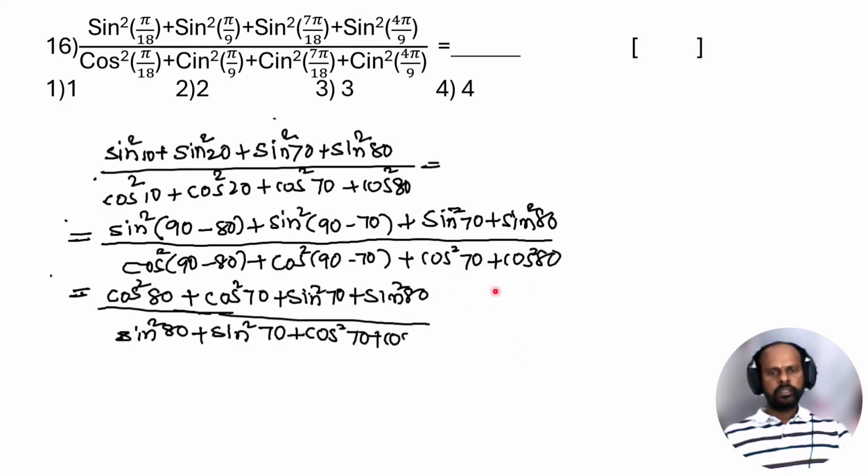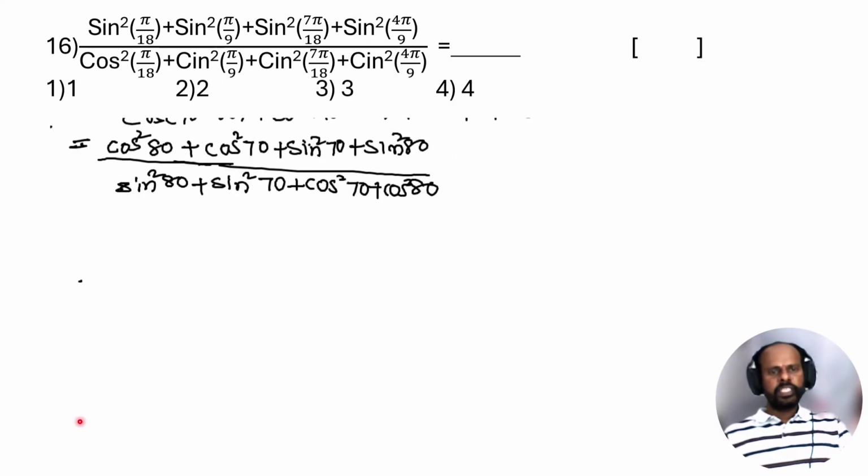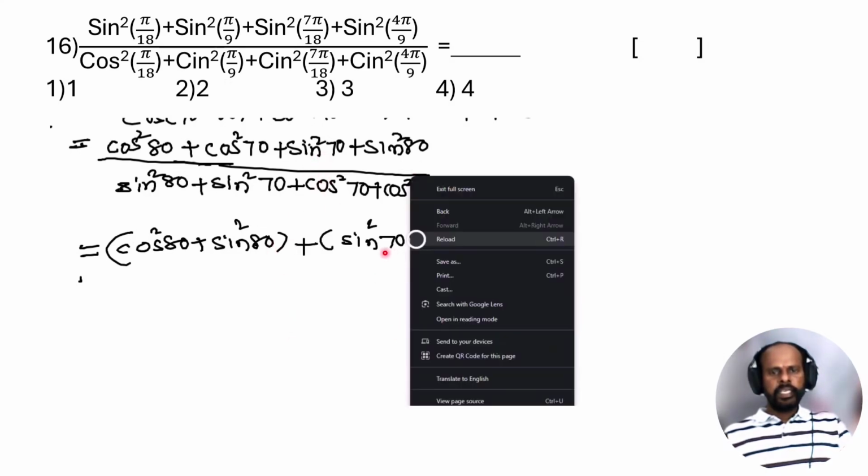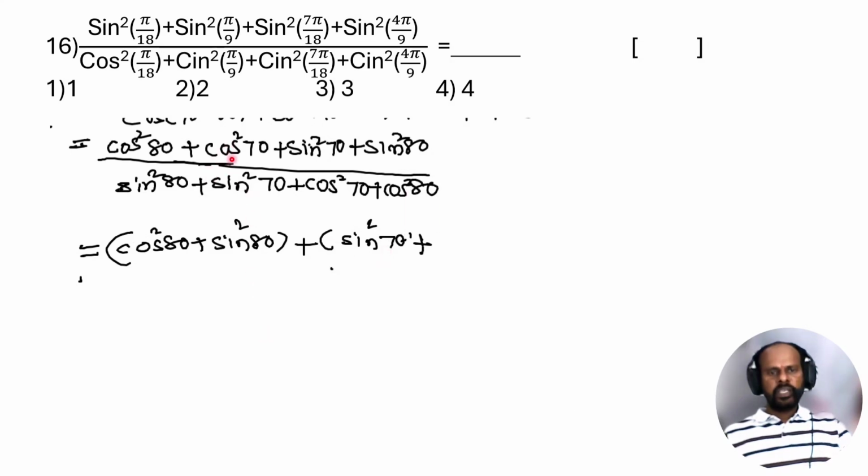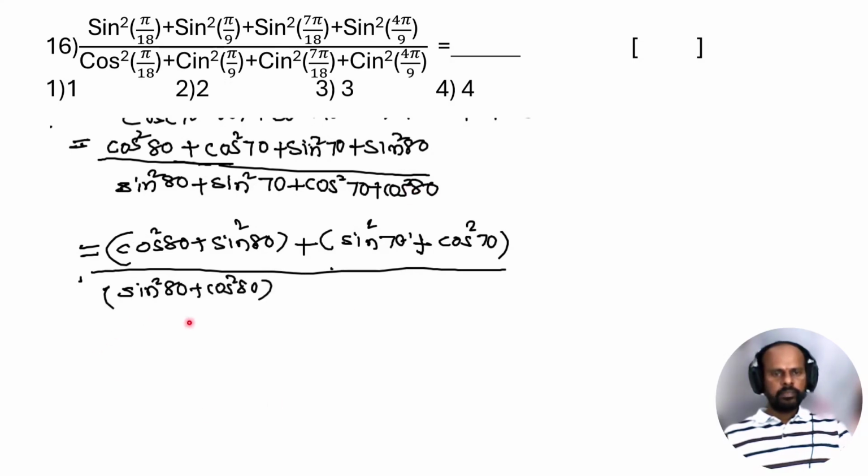And next, if you observe, we are getting similar terms, one in cos, one in sin. So that is cos square 80 and here sin square 80 writing at a time, plus the remaining two terms, sin square 70 writing here, and next cos square 70 also writing here as it is. And in the denominator also let us follow the same rule, sin square 80 and cos square 80 write at a time, plus sin square 70 plus cos square 70 write at a time, like this.